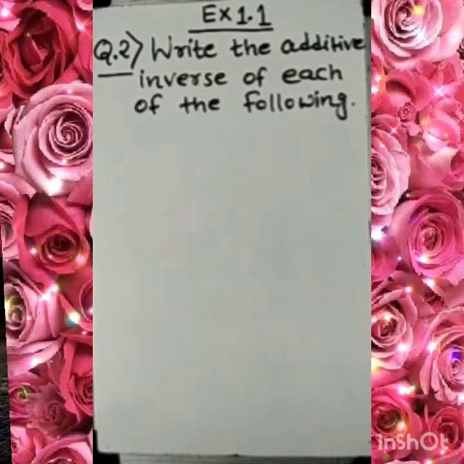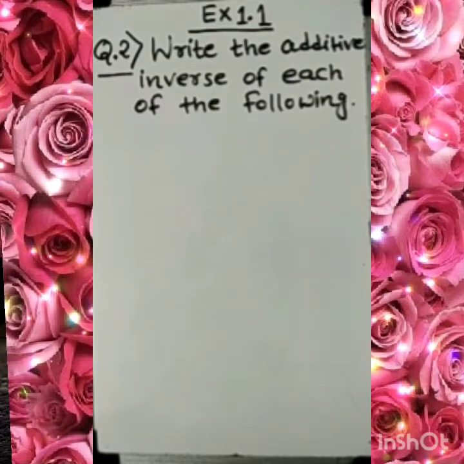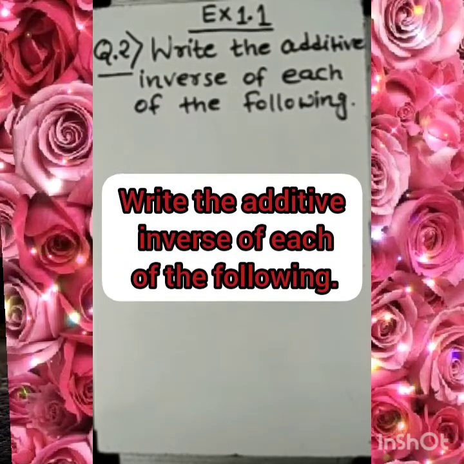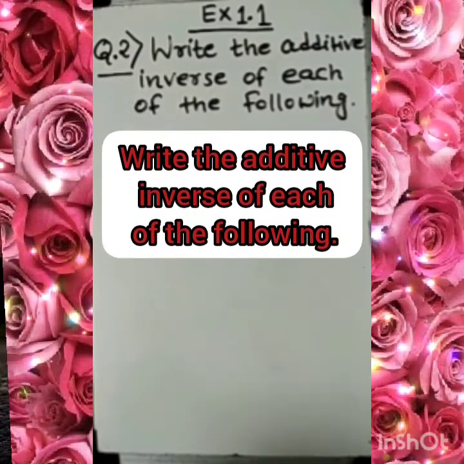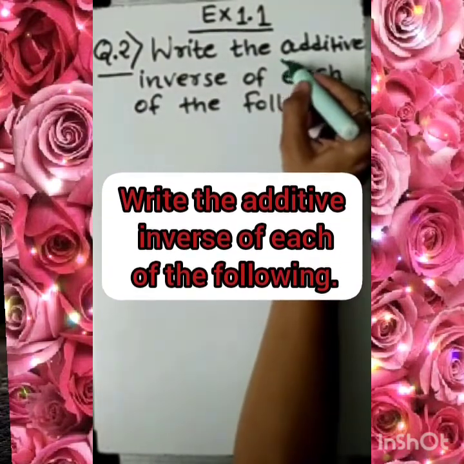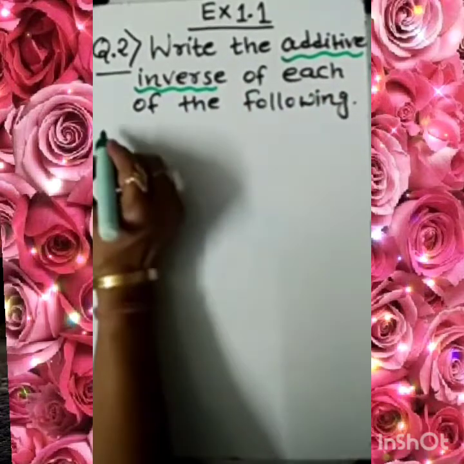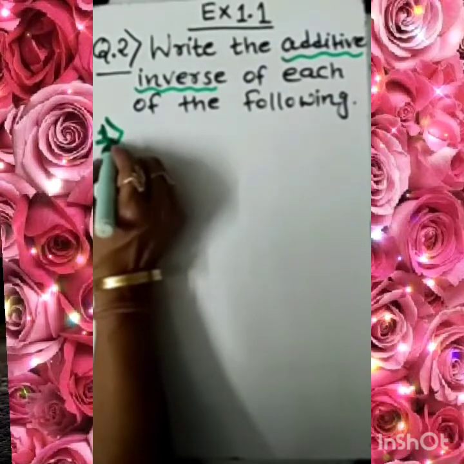Exercise 1.1, question number 2. The question is in front of your screen. Write the additive inverse of each of the following. Additive inverse of each of the following. Now let's see what is additive inverse and how to write it.